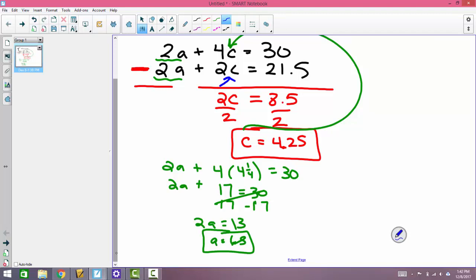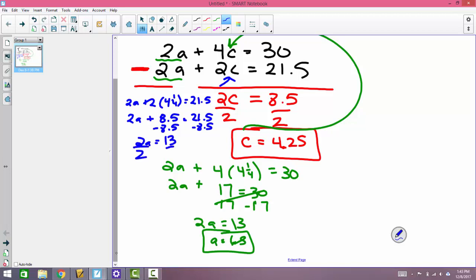Now, a really good way to test yourself is to plug it into the other equation as well and make sure you get 6.5. So 2A plus 2 times 4 1/4 equals 21.5. So 2A plus 8 1/2 equals 21.5. So when you minus 8 1/2, 2A equals 13, and then divided by 2 is 6.5. Perfect. So both of them got 6.5.